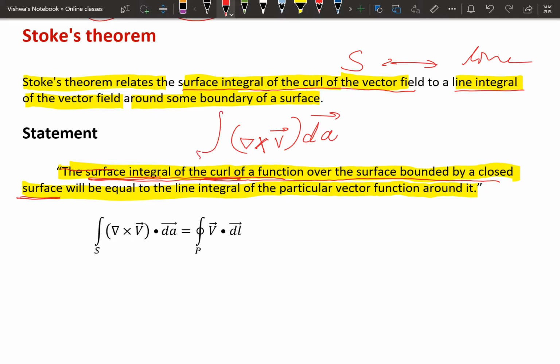Now we can write this. This is related to the first. The second statement, that is equal to the line integral of a particular vector function. This is a vector function. The line integral is represented by dl bar. Okay, so this is around it, and also it is a closed curve. For that we have to represent it by a circle. By equating these two, we get the integral of del cross V dot dA equal to the closed line integral of V bar dot dl bar. Like that we can convert the surface integral to a line integral.